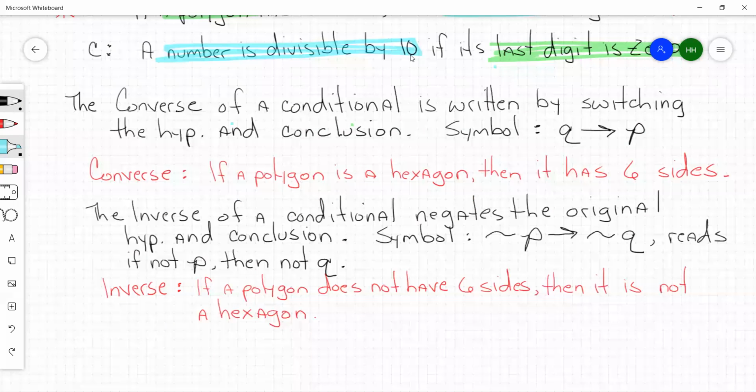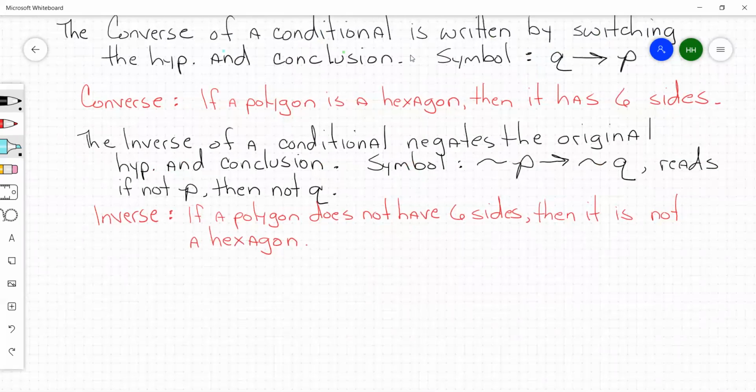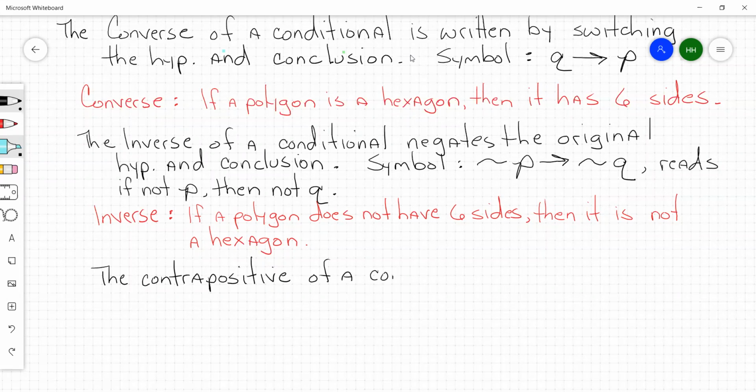The last conditional statement is called the contrapositive of a conditional. The contrapositive of a conditional negates the converse.